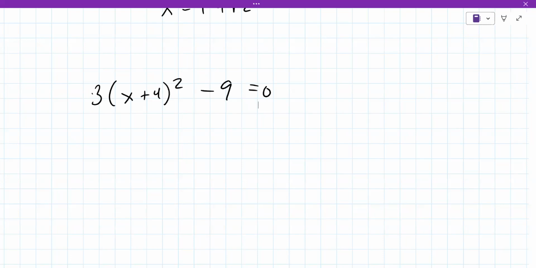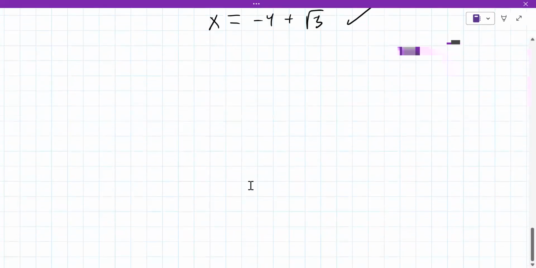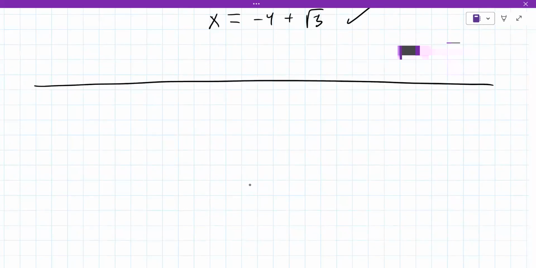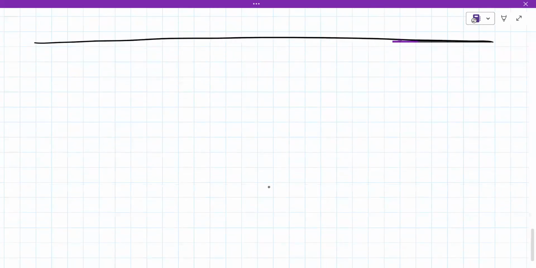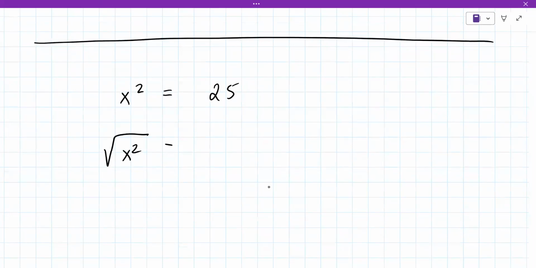x equals -4 plus the square root of 3. Very good. Now, there's a little wrinkle here that I want to remind you of because I was omitting it in all these problems. Let's say you had a much simpler problem like x squared equals 25. When you take the square root of both sides, it's really plus or minus the square root of 25.